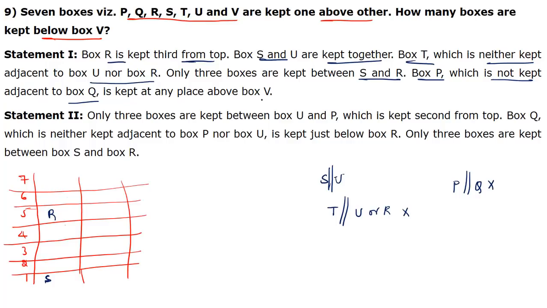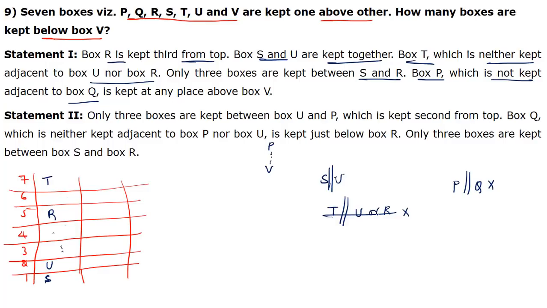See here, friends, we already know that S and U are immediate neighbors. So S is here, U has to be here. Now box P is kept at any place below box V. But is it possible? T cannot be an immediate neighbor to U or R. So T cannot be here, T cannot be here, T cannot be here. T cannot be an immediate neighbor to U, and not to R as well. If T cannot be here, here or here, there is only one possibility: T has to be at this particular place. I hope you got it.